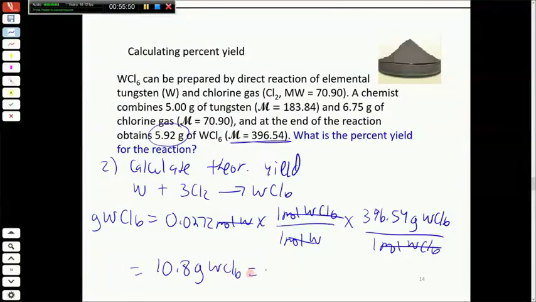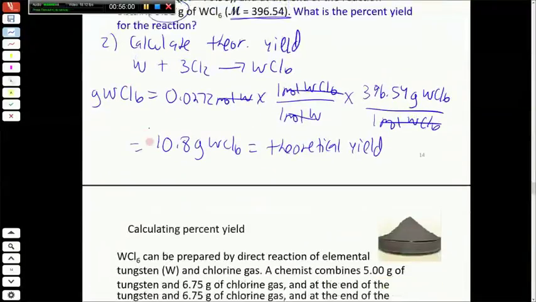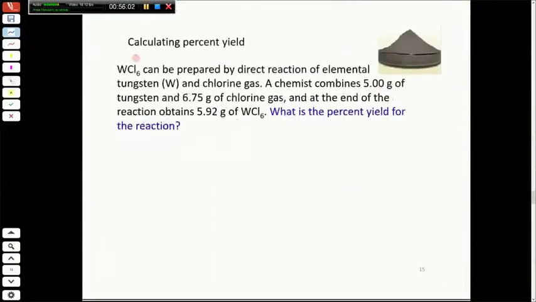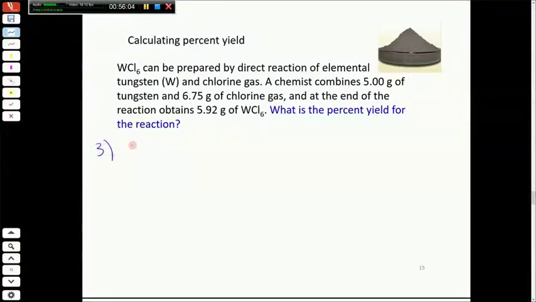And this, again, is our theoretical yield. Okay? So that's what that number represents. That's the maximum amount of tungsten 6 chloride that we can form in this reaction. And then finally, the last step, once we have that number, is to calculate percent yield.